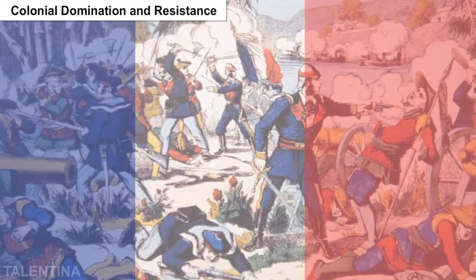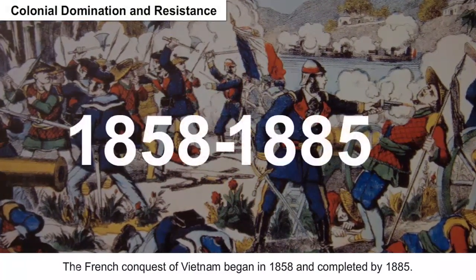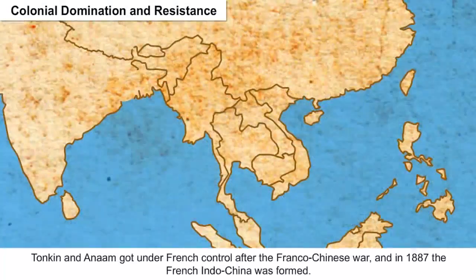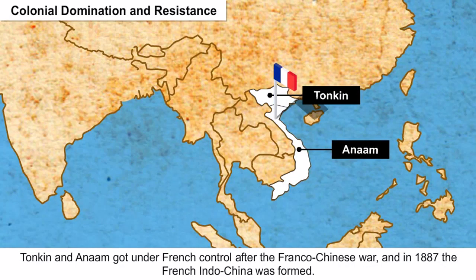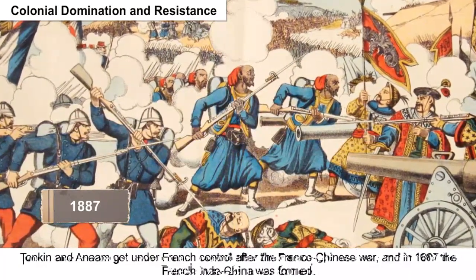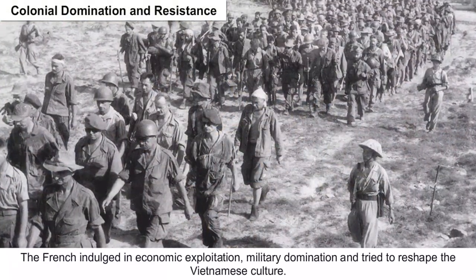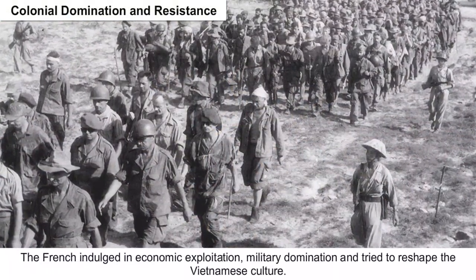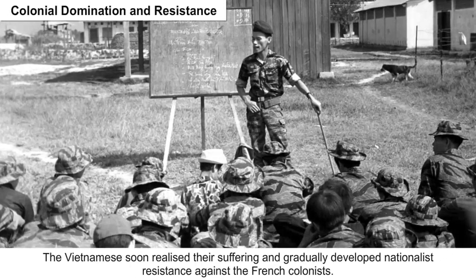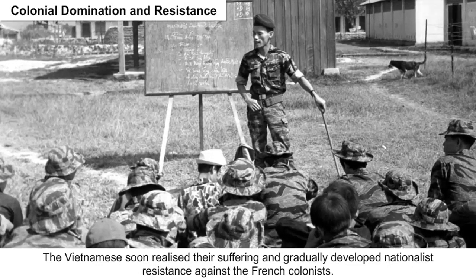Colonial domination and resistance. The French conquest of Vietnam began in 1858 and was completed by 1885. Tonkin and Annam came under French control after the Franco-Chinese War, and in 1887 French Indo-China was formed. The French indulged in economic exploitation, military domination, and tried to reshape Vietnamese culture. The Vietnamese soon realized their suffering and gradually developed nationalist resistance against the French colonists.